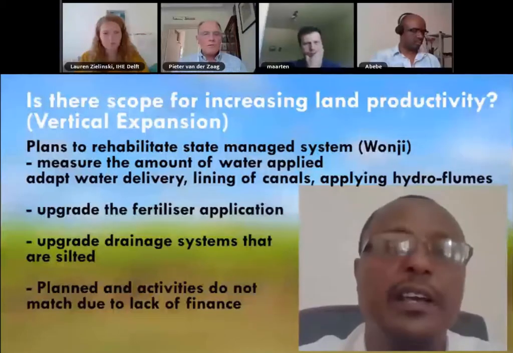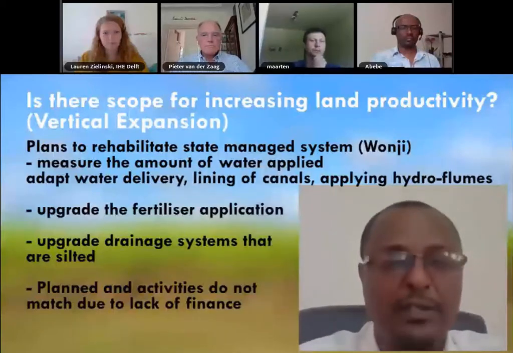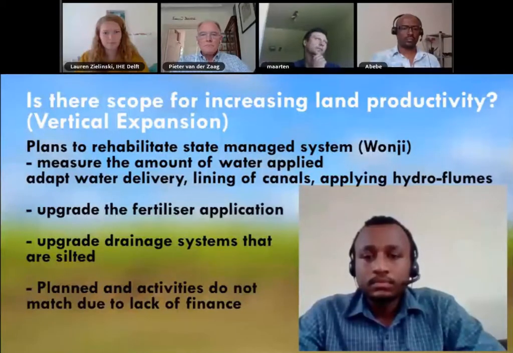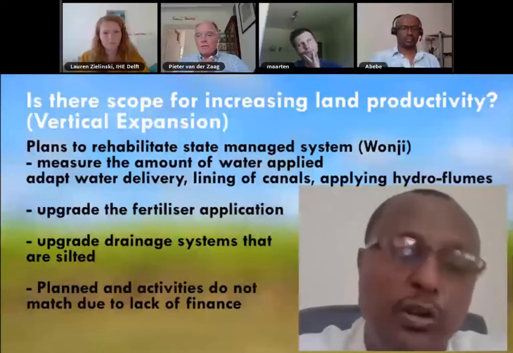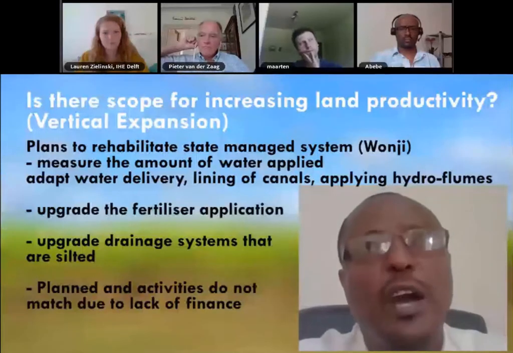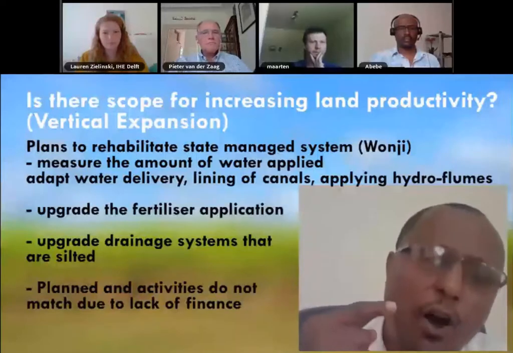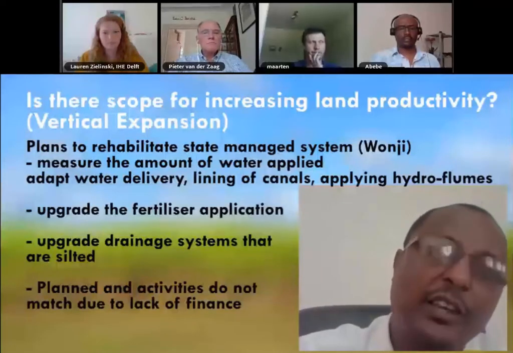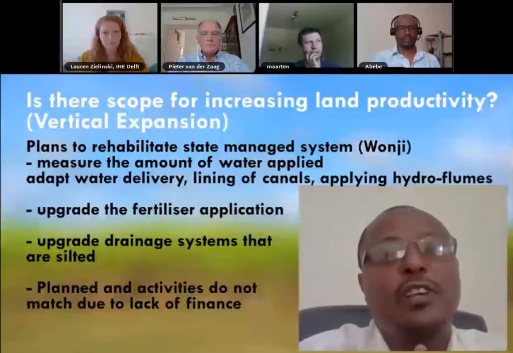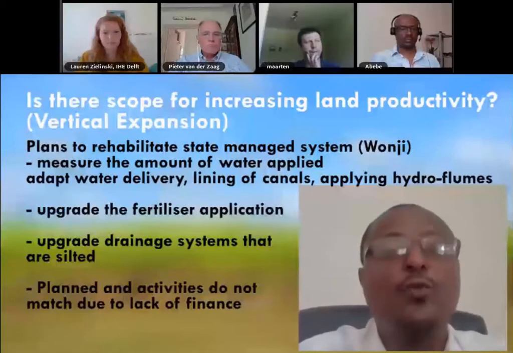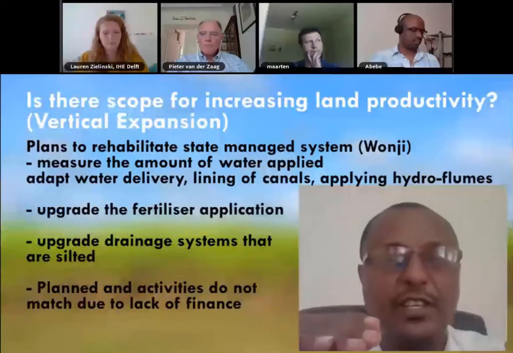water, the drainage of the farm by itself is silted up. So we are trying to upgrade our drainage facilities. That is our target. Also, we are conducting those activities, but our plan and our activity are not matched. We are not doing according to our plan due to financial problems. So we cannot alleviate the problem 100%.